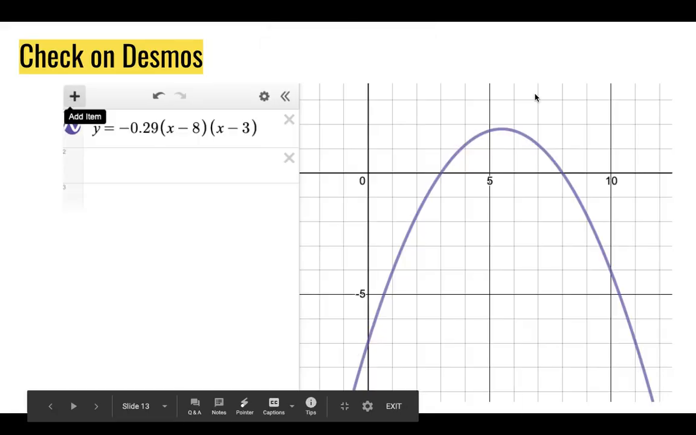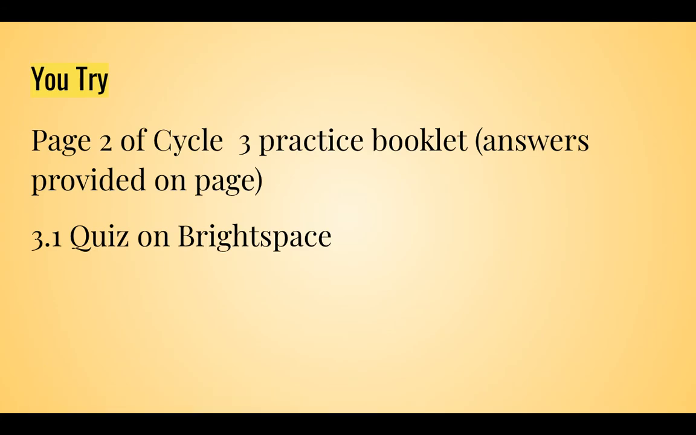Okay, so that's it for the lesson. For you try, please do page 2 of the Cycle 3 practice booklet. That is now posted on Brightspace, and the answers to those questions are provided on the page inside the booklet. Once you're done those and you feel comfortable, go ahead and do quiz 3.1 on Brightspace.